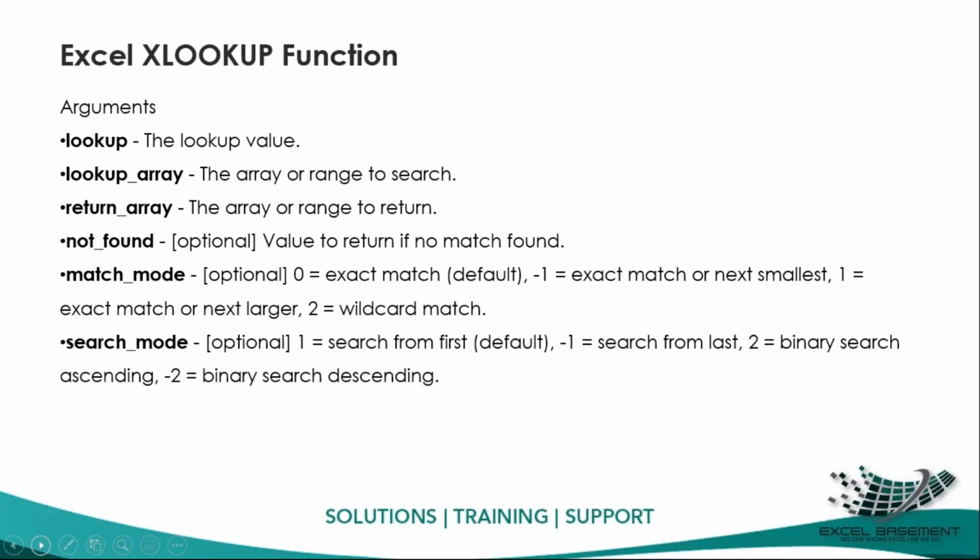Okay. The search mode: definitely we have different kinds of search modes. If we use 1, it will search from the first value, which is the default. If we use -1, it will search from the last value, which is the reverse. Then 2 is for binary search ascending, and -2 for binary search descending. Okay.